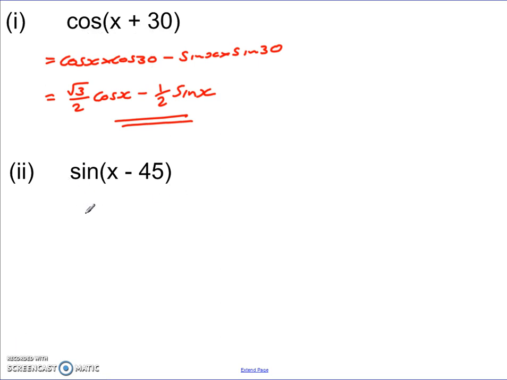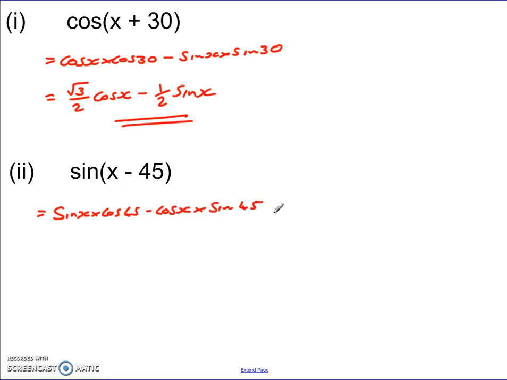I then look at my second part now, so sin of x minus 45. Remember that the expanded version of sin of a minus b was sin a cos b, take away cos a sin b. So we have to make sure we get that right. This time the minus goes with it in the expanded version, unlike up here where it's the opposite. So for this one, that gives me sin x times cos 45, take away cos x times sin of 45.